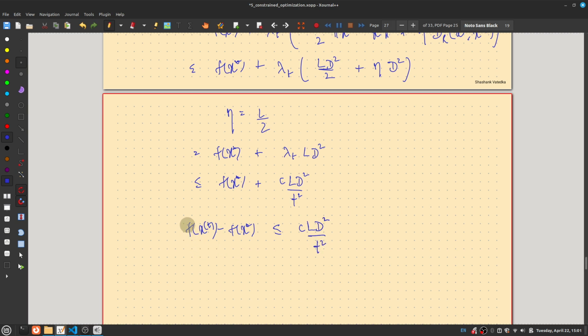So if I want this quantity to be at most epsilon, then the number of steps that I require is such that t square should be less than or equal to some constant times LD square divided by epsilon, or the number of steps required is at most square root of this constant times LD square divided by epsilon.